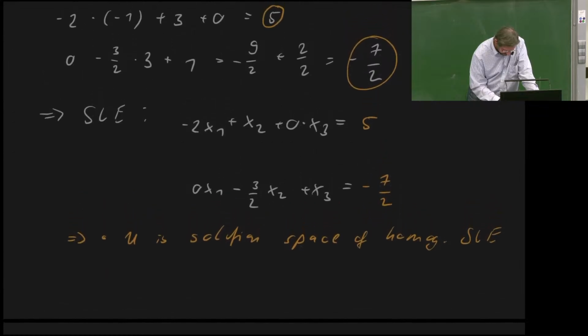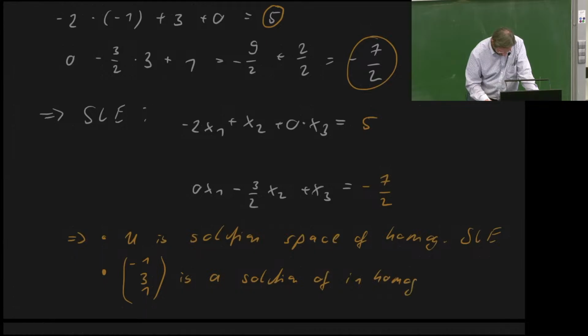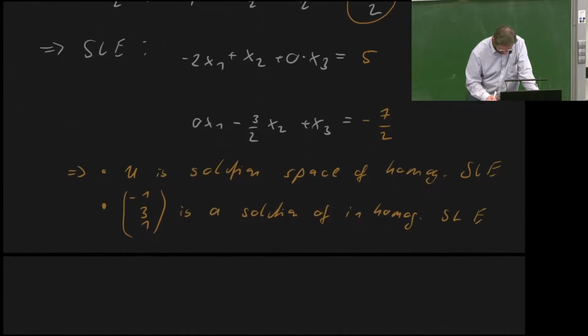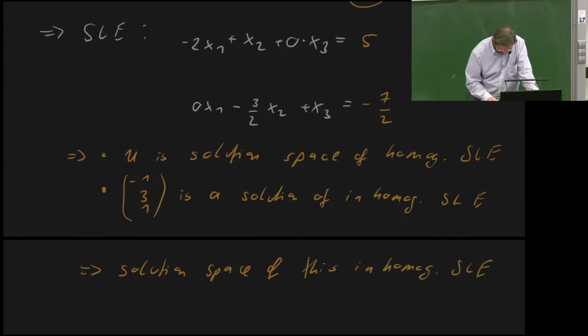And we've also made sure that (-1, 3, 1) is a solution of the inhomogeneous SLE. Right? And that means the solution space of the inhomogeneous SLE is exactly as we want it to be. So the solution space of this inhomogeneous SLE is (-1, 3, 1) plus U, which is exactly the set we wanted.